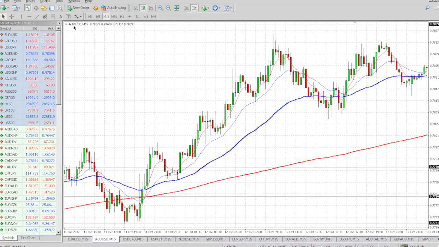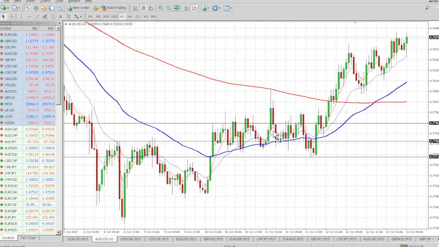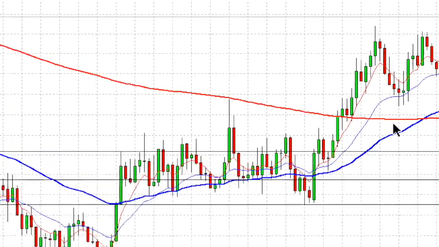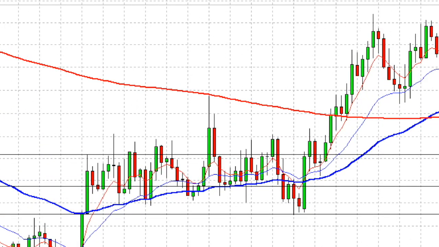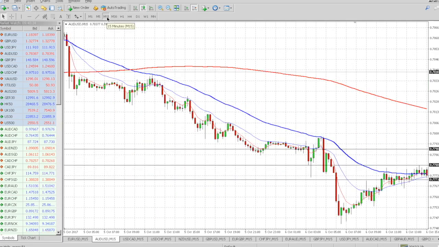So Aussie dollar 15-minute candles are on a clear uptrend. Okay, what do I do next? I quickly check the H1, the hourly candles. Are the hourly candles on an uptrend? And I can see yes, hourly candles on an uptrend as well. Okay, 6 above 18, 18 above 50, 50 just crossed above 200, clear uptrend. Okay, so I'm ready to take a trade.